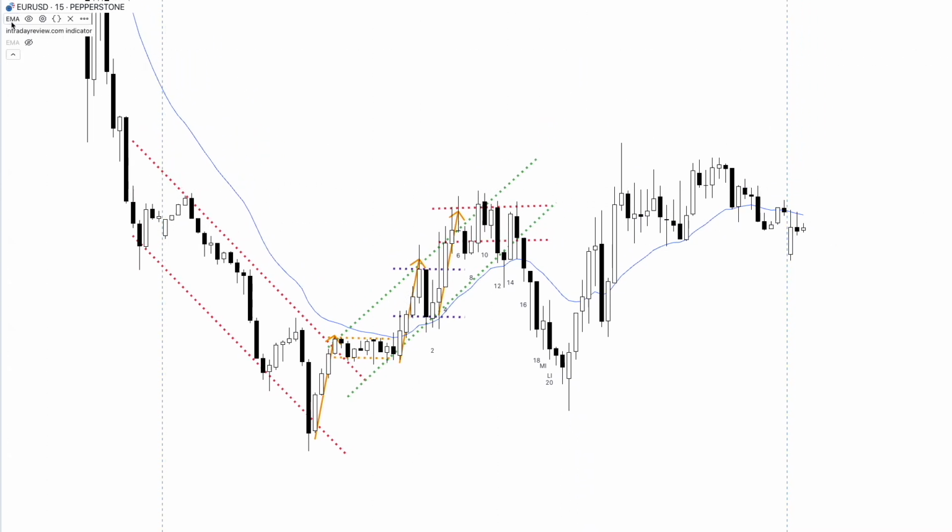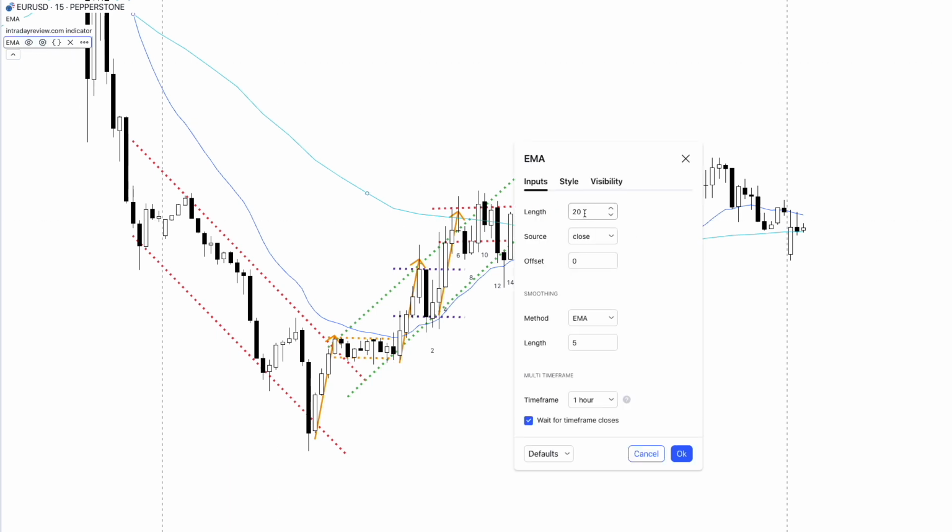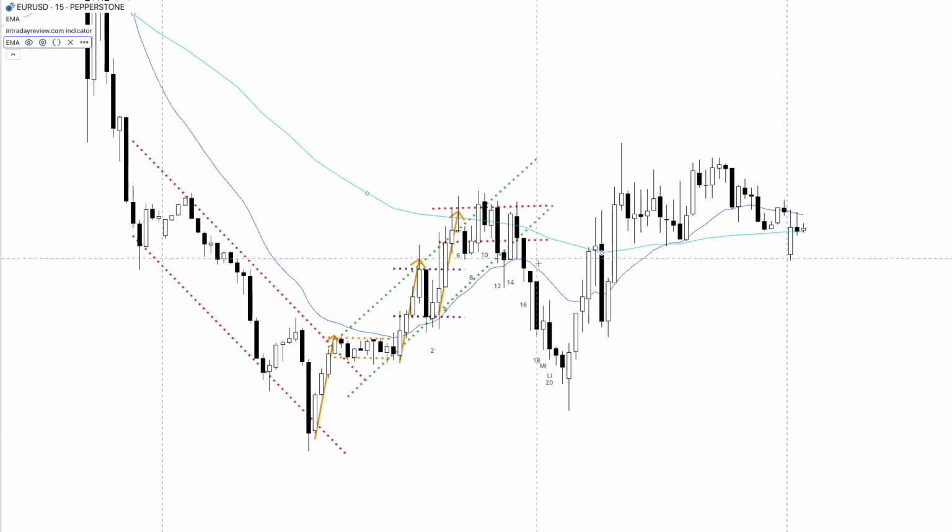One other thing I do, and this I learned from Al Brooks as well with his EMA tricks: he'll run the hourly EMA. You can run the hourly EMA on your chart as well. So the 20 hourly on a 15-minute chart. You can see that it is a good point of resistance.